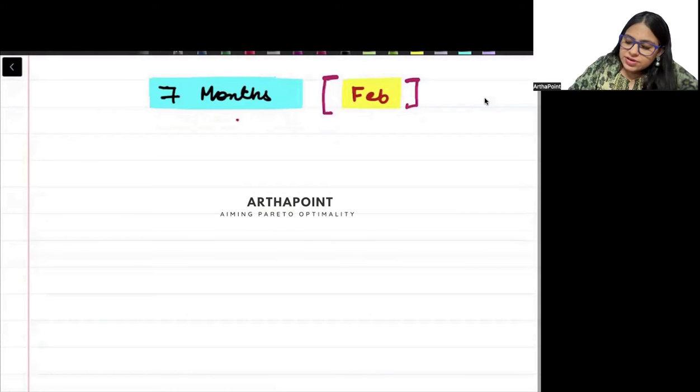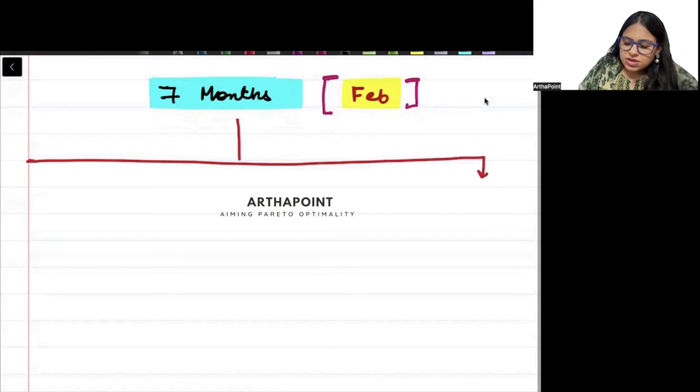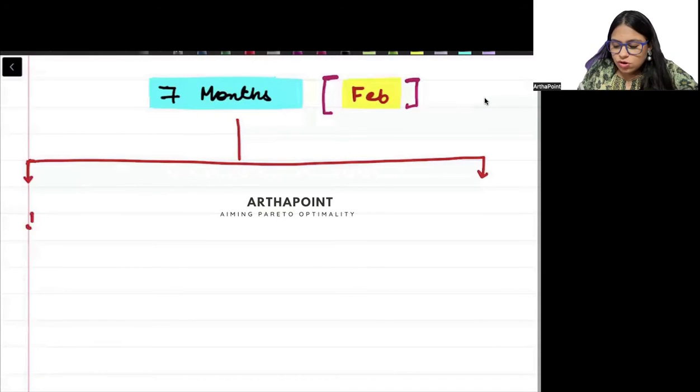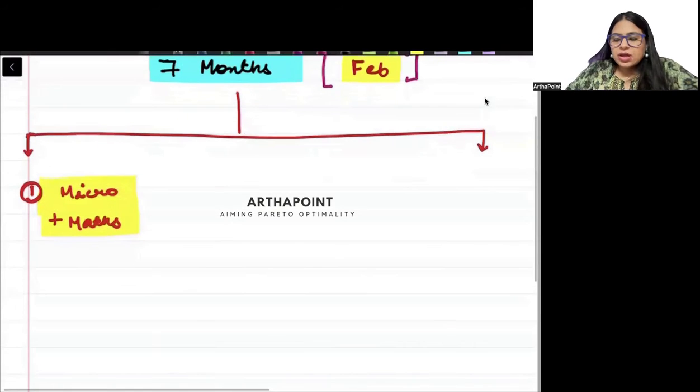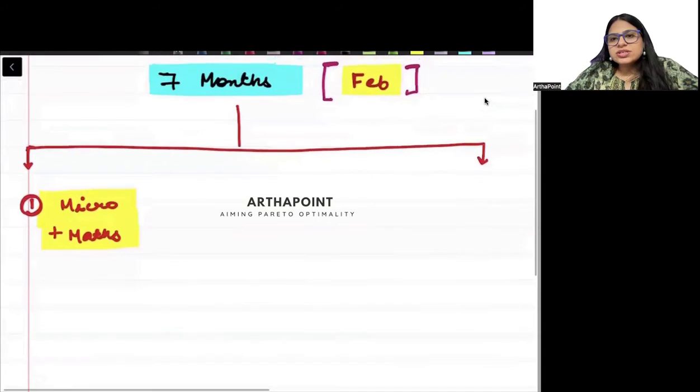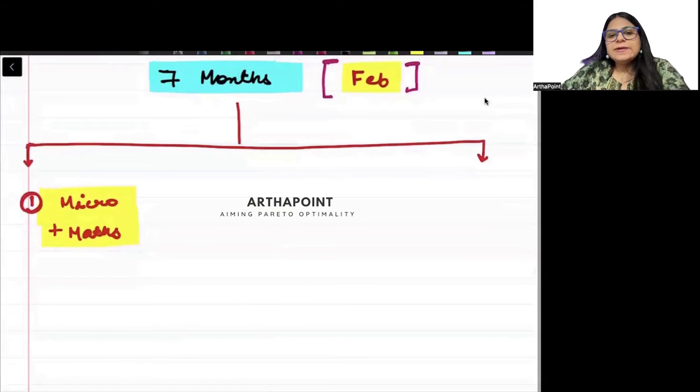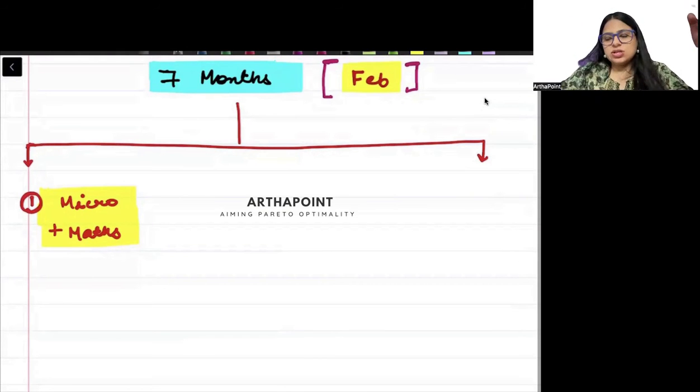Okay. First of all, I always share this strategy with all my students that you should always begin your preparation with microeconomics and maths. All our focus in the beginning should be on micro and maths because they are the most time consuming subjects and also because they are very intense. The course of these two subjects is very spread out, right?